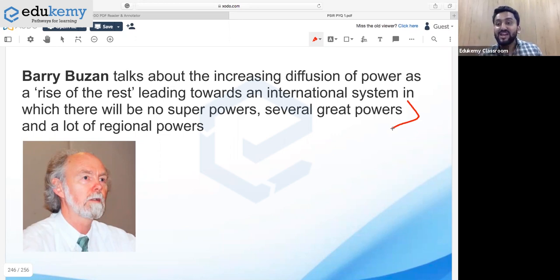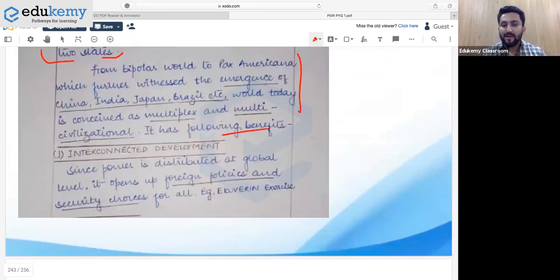World has changed. Okay, so don't you think if you use Barry Buzan's views in terms of evolution, we were going from bipolar to Pax Americana, meaning when we saw the disintegration of USSR, it was like the world had become unipolar. And finally, we saw the rise of the rest. Okay, coming to the benefits, interconnected development.